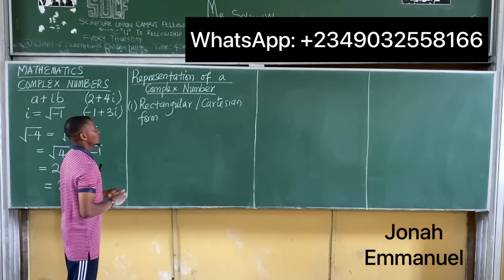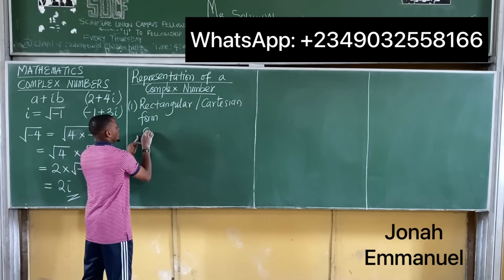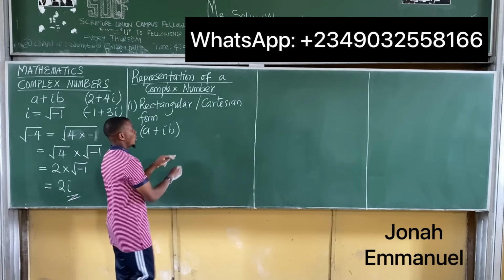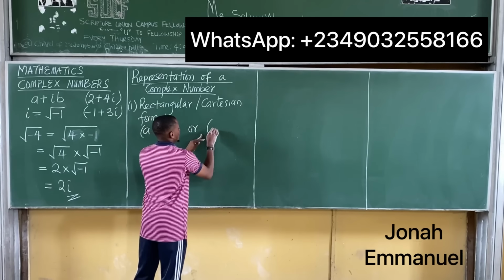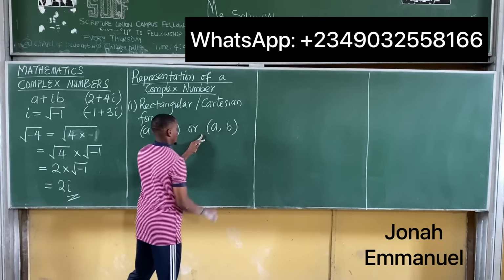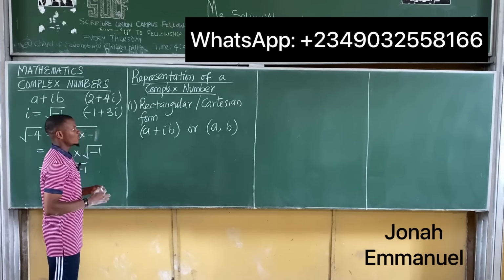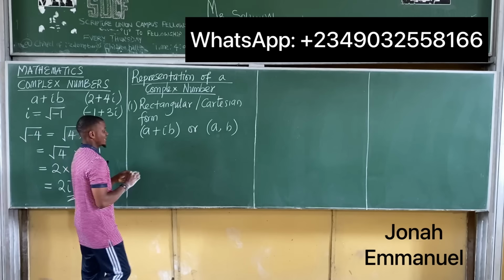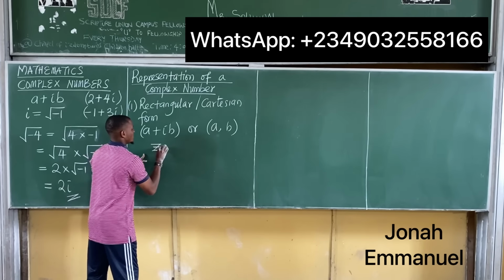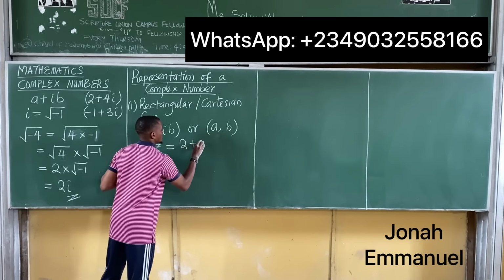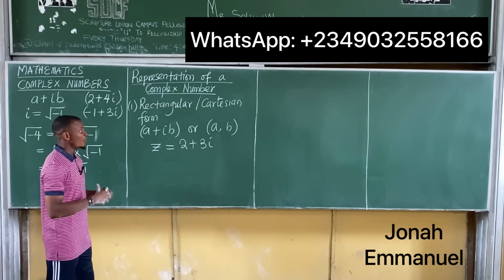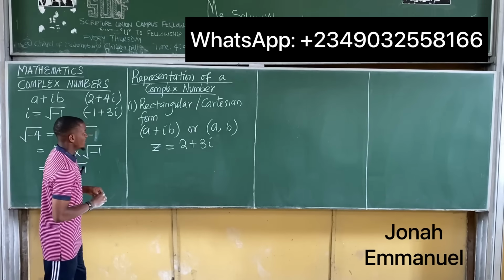In this form, a complex number takes the shape a plus ib, as we said earlier, or perhaps in brackets (a, b). All right. So this is the Cartesian or the rectangular form of representing complex numbers. Example, let's say a complex number z is equal to 2 plus 3i. This is a rectangular or Cartesian form representation of this complex number.